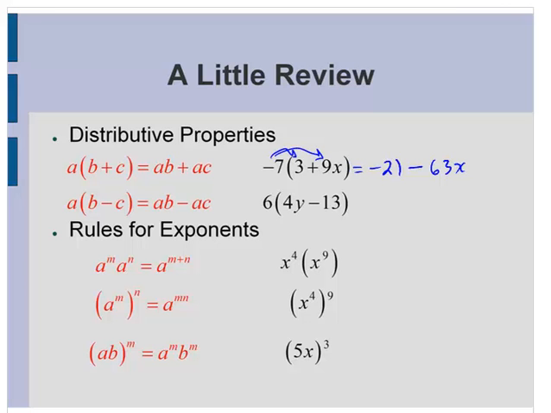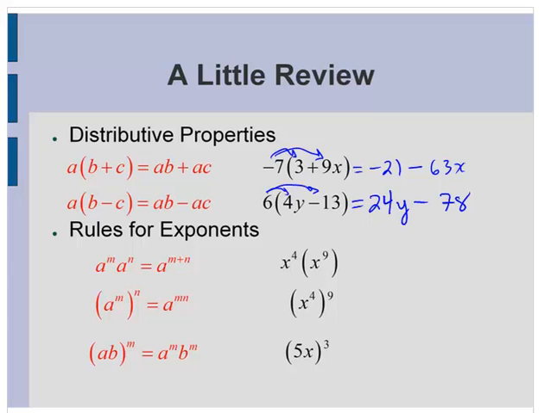And similarly, if we have subtraction within the quantity, we are still allowed to apply the distributive property. And so if we had a times b minus c, we would have a times b minus a times c. And so if we had 6 by 4y minus 13, 6 times 4y is 24y, minus 6 times 13 is 78.